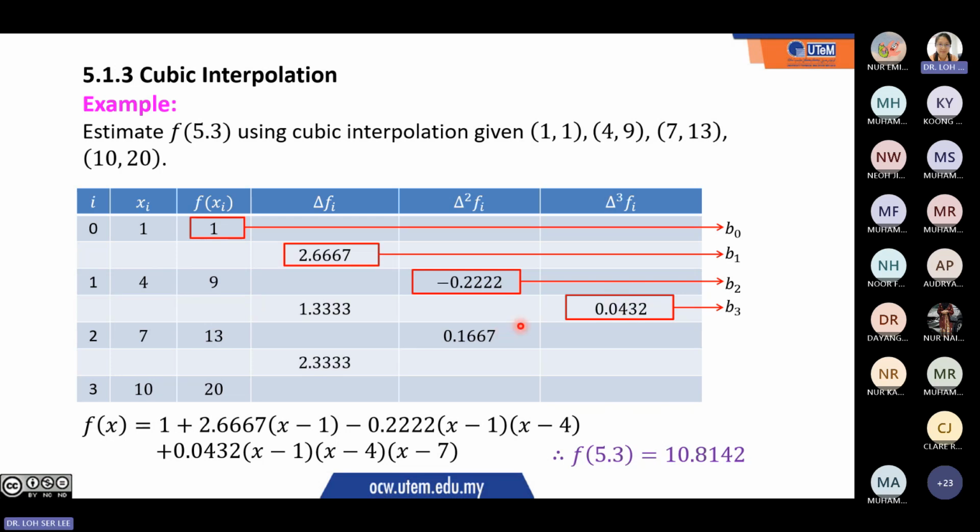And the last one, you use this one minus negative 0.2222 divided by, you trace this one back, or you look at the triangle. This is the triangle, that means 10 minus 1 at the bottom. Then you get this. So the first f value is your b0. This is b1, b2, b3. So you substitute all these b into the formula just now.